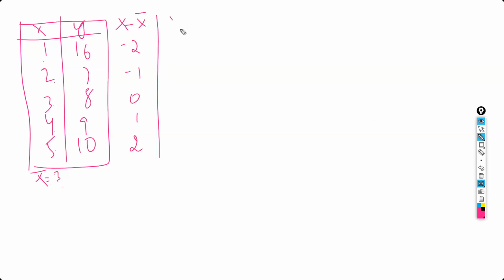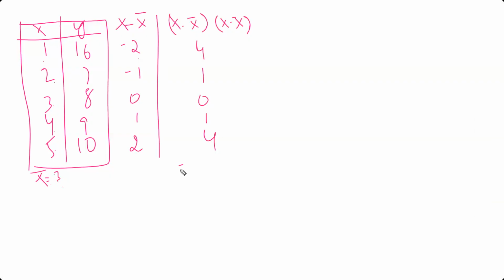Next, x minus x bar multiplied again by x minus x bar. Same thing, I'm multiplying two times. That is minus 2 into minus 2, 4, 1, 0, 1, 4. Okay. Sigma of x minus x bar into the same column x minus x bar. What is the total sum? 4 plus 1 is 5, plus 0 is 5, plus 1 is 6, plus 4 is 10.